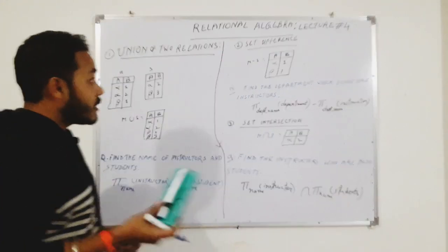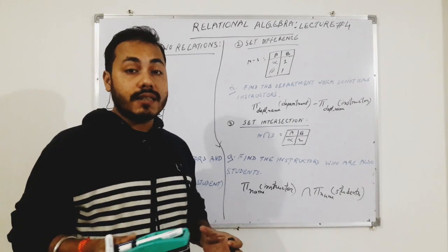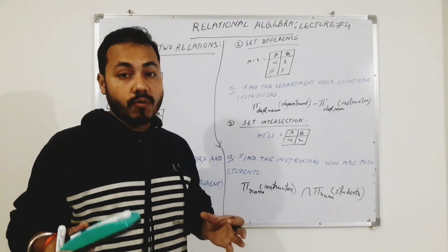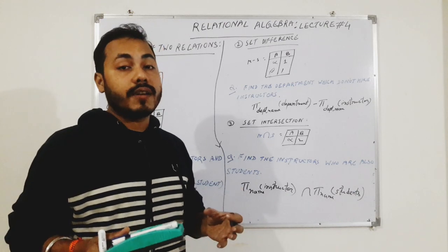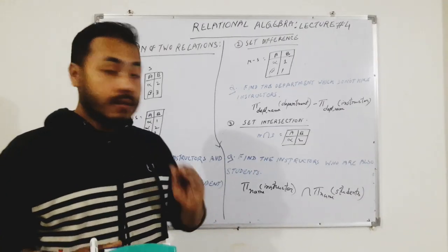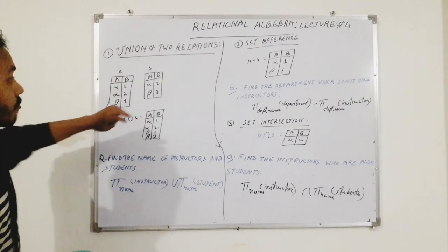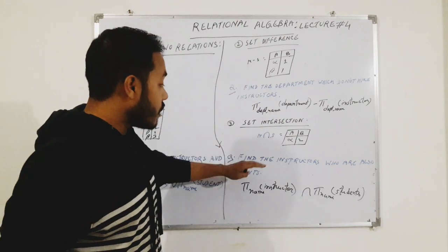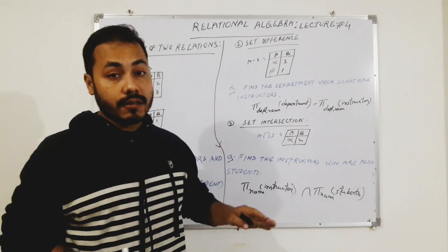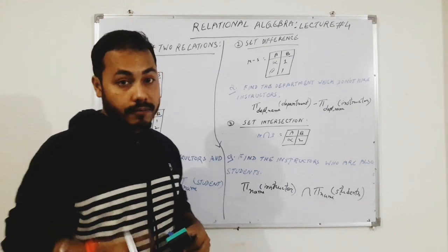In the last lecture, number 3, which is very important, I discussed natural join, one of the frequently used operators in relational algebra. Today I will discuss three important operations. The first one is union, the second one is set difference, and the third one is set intersection. So guys, do concentrate on this lecture till the end.